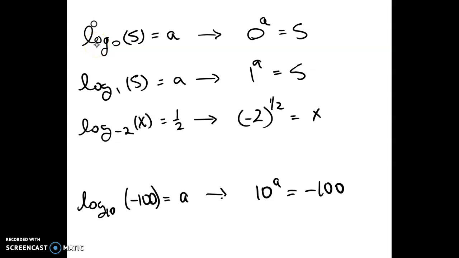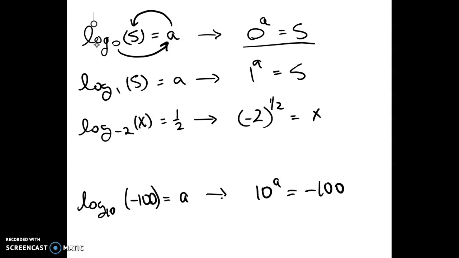Now when I change that to exponential, that would be 0 raised to a is equal to 5, like I have here. Now we're never going to be able to solve that because 0 raised to anything is still going to be 0, and we know that 0 is not equal to 5. So we're not able to solve that equation. So number 1, the base cannot be 0.